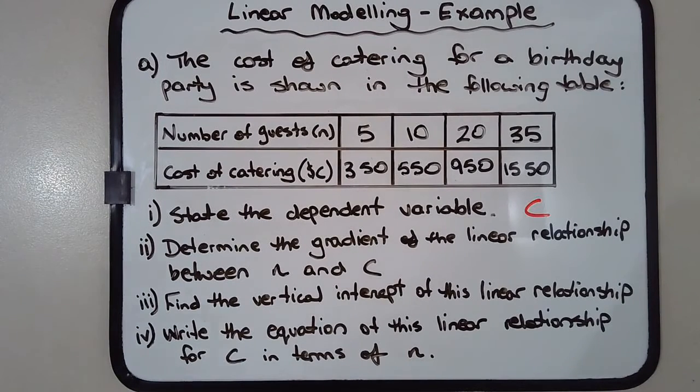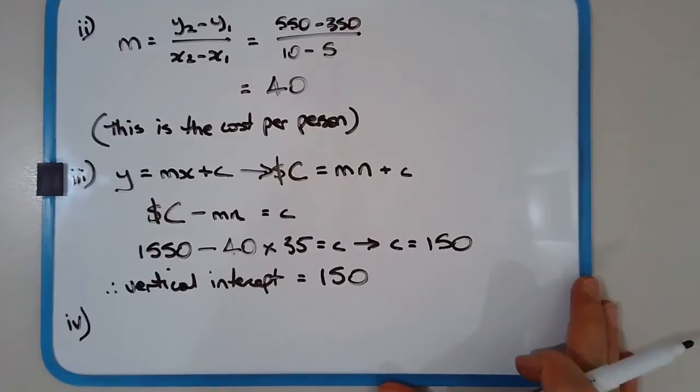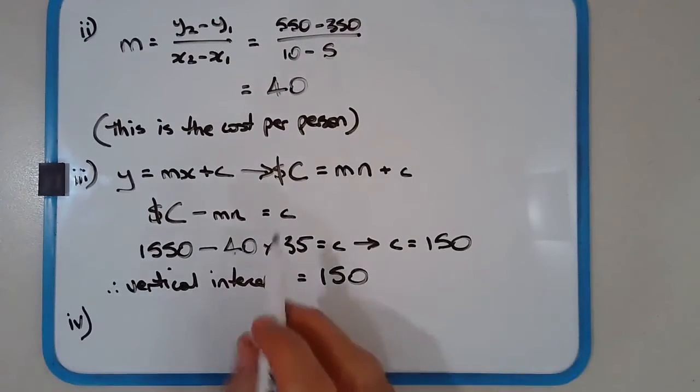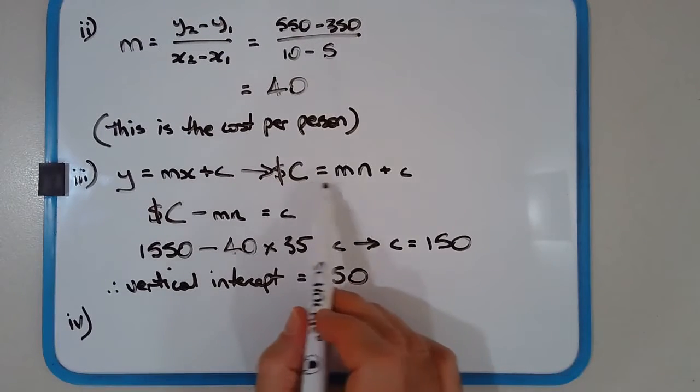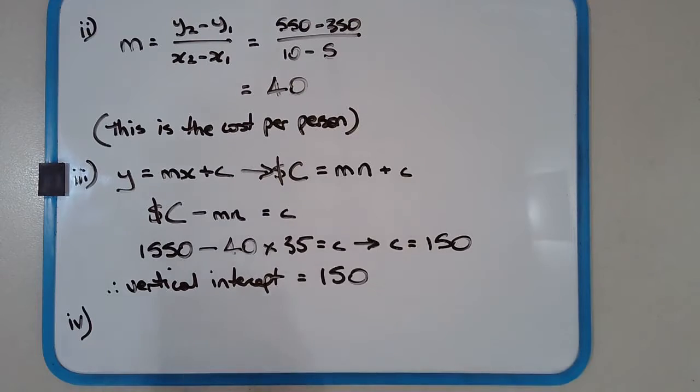So this is in the form y equals mx plus c, but without using x and y. We're going to use the pronumerals that represent those. All right, so let's go back to the solution. So part 4, it's going to be in this form here. So c equals mn plus little c.